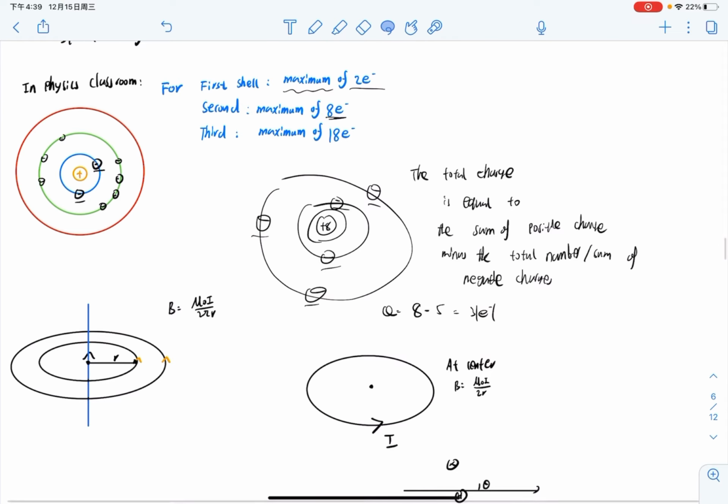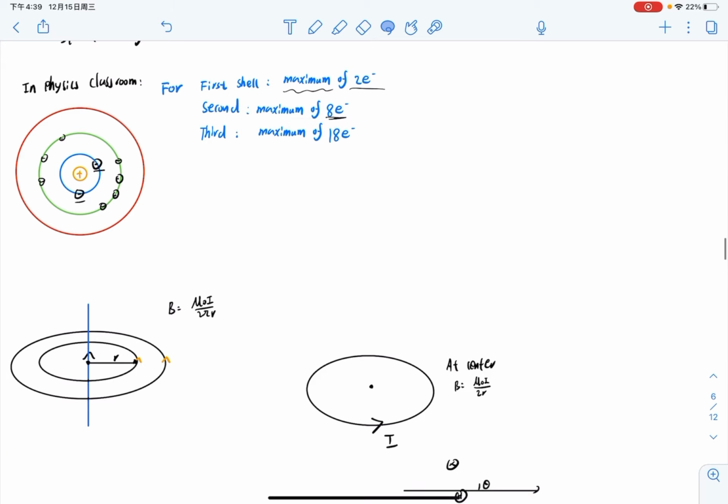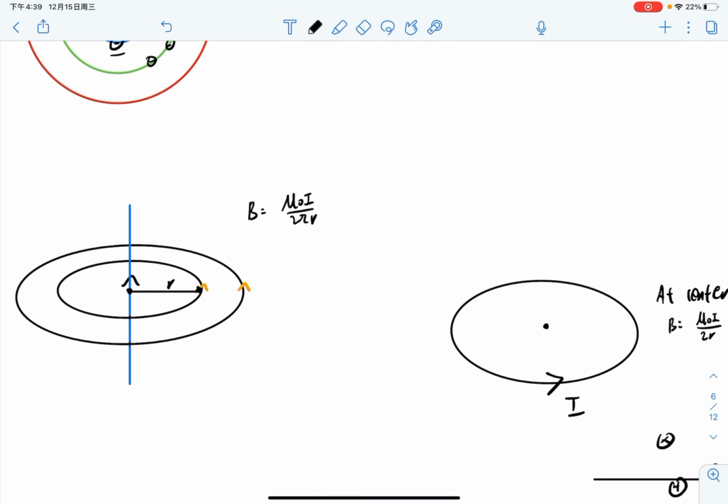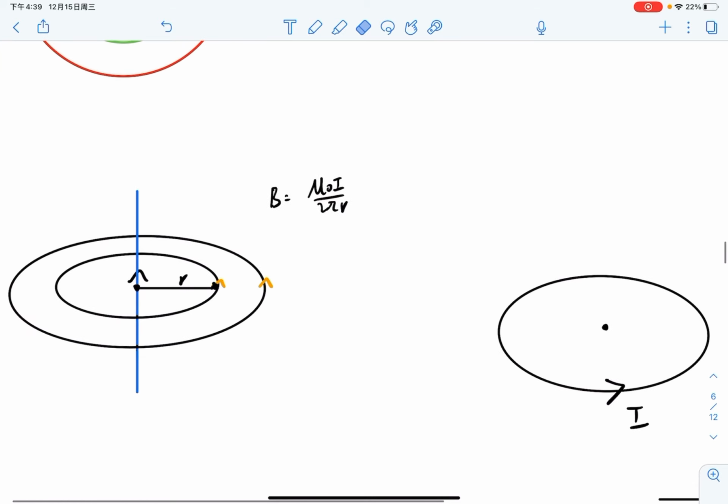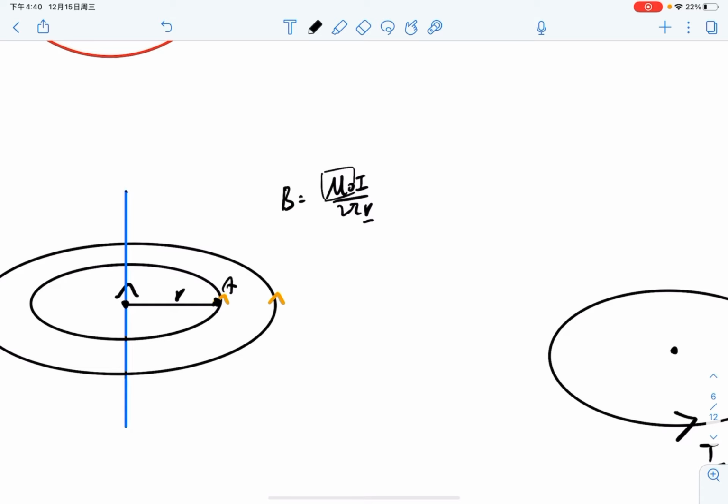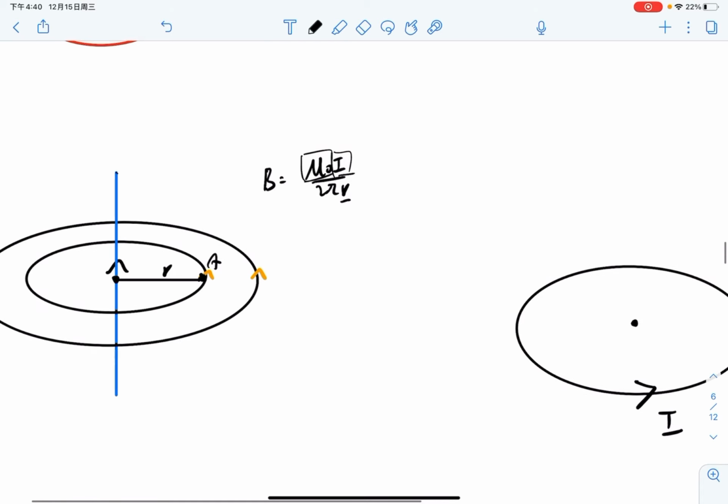Now let me erase this stuff. And now we're going to review the magnetic field. The magnitude of the magnetic field of a current, or the magnetic field around a wire, is equal to mu I divided by 2 pi r, where r is the distance from the wire to the point, or A. And mu is a constant, and I is the current. And for the direction of the magnetic field, you can just use the right-hand rule.